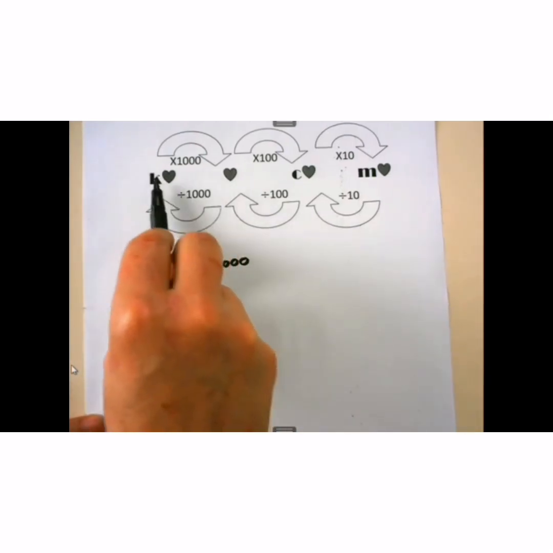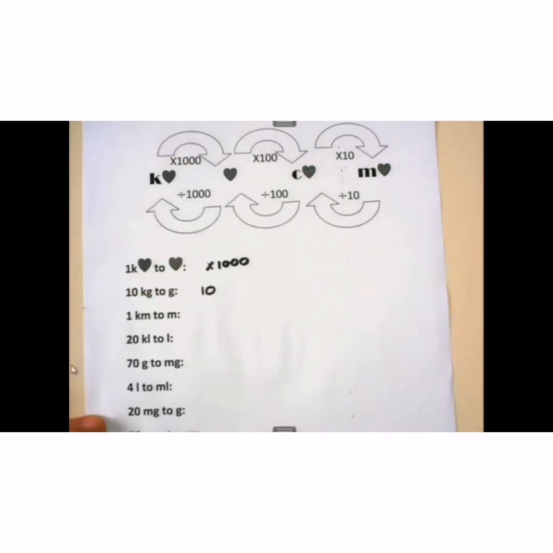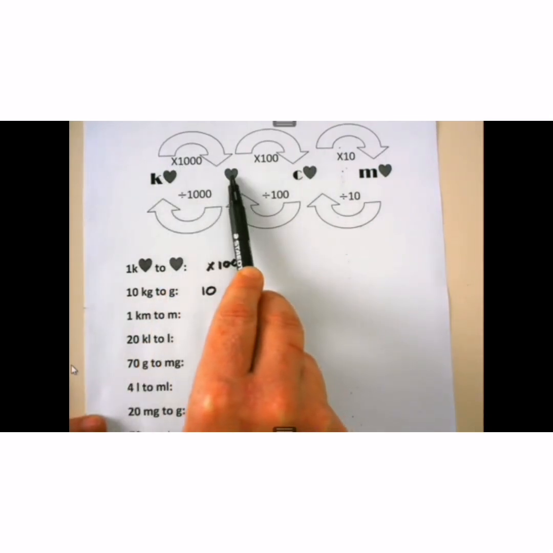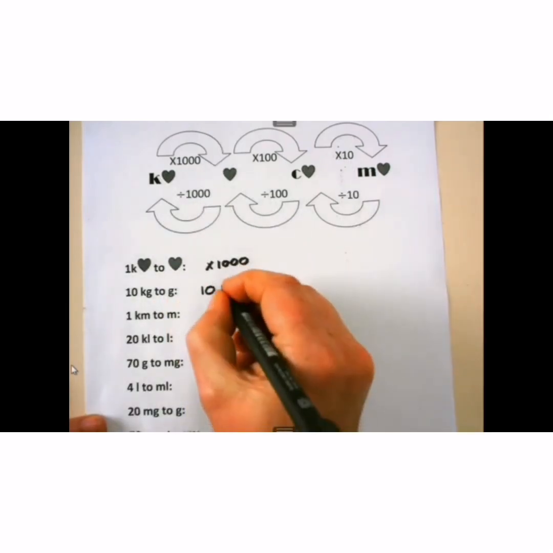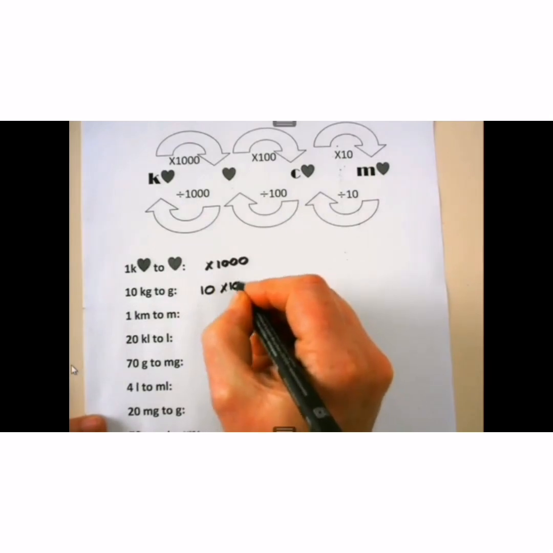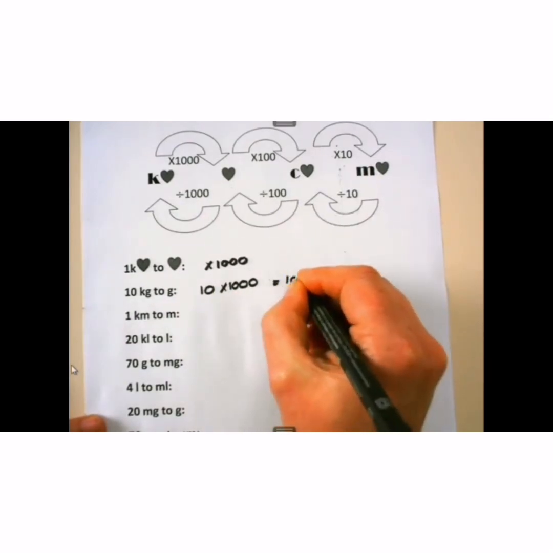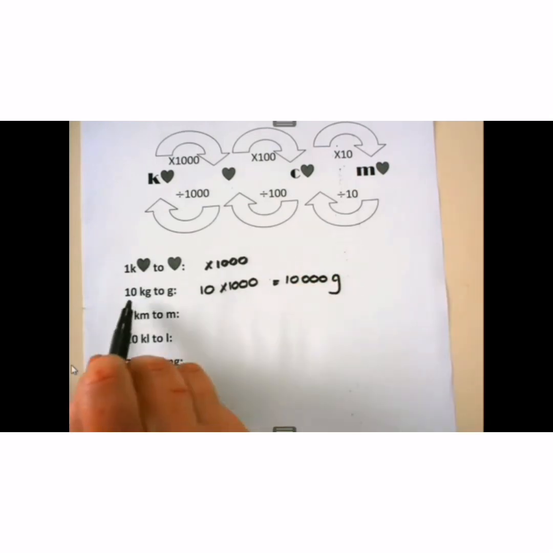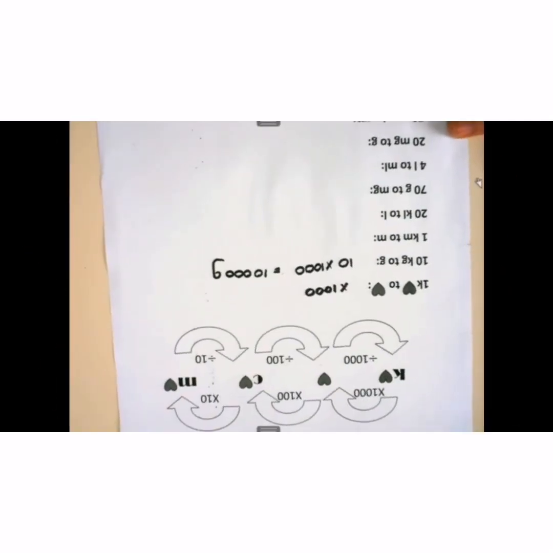Now, here is my kilo. In the place of the heart, I can now have a gram. So here is my kilogram, and there is my gram. What do I do if I move from kilogram to gram? I move in that direction, I multiply with 1000, and the answer will be 10,000 gram. So 10 kilogram is the same as 10,000 gram.